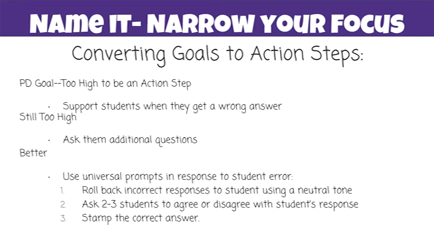Again, another one for the rigor side: supporting students when they get a wrong answer, that's way too high. And asking them additional questions is still a little bit too high. So we want to break that down to universal prompts in response to student error. Roll back the incorrect response to student using a neutral tone. Ask 2 or 3 students to agree or disagree with student's response, and stamp that answer in. Make sure they have it. Make sure they've mastered it.